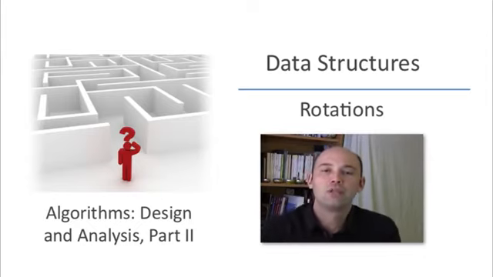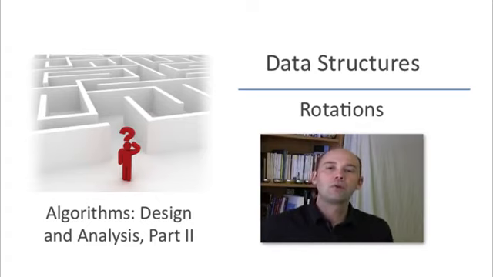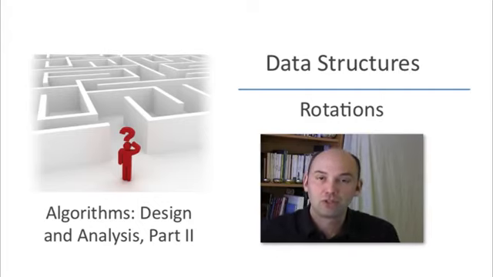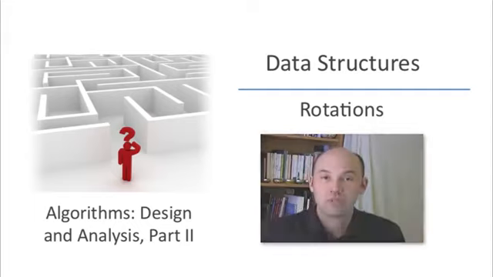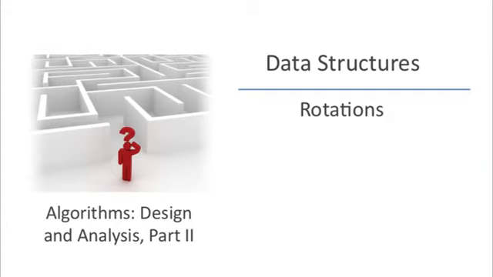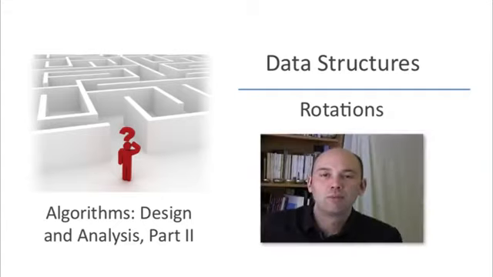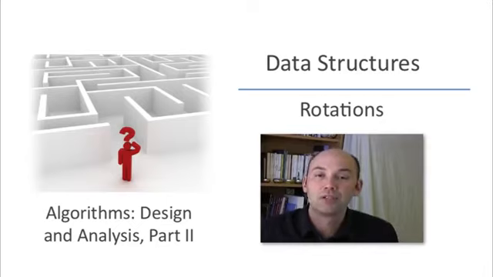What I do see the point in doing is giving you the gist of some of the key ideas in these implementations. In this first video, I want to focus on a key primitive, that of rotations, which is common to all balanced binary search tree implementations. Whether it's red-black trees, AVL trees, B or B+ trees, whatever, all of them use rotations. In the next video, we'll talk a little bit more about the details of red-black trees in particular.